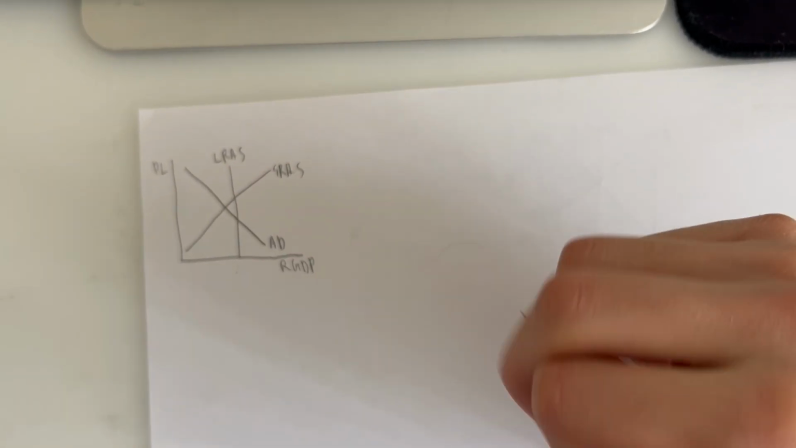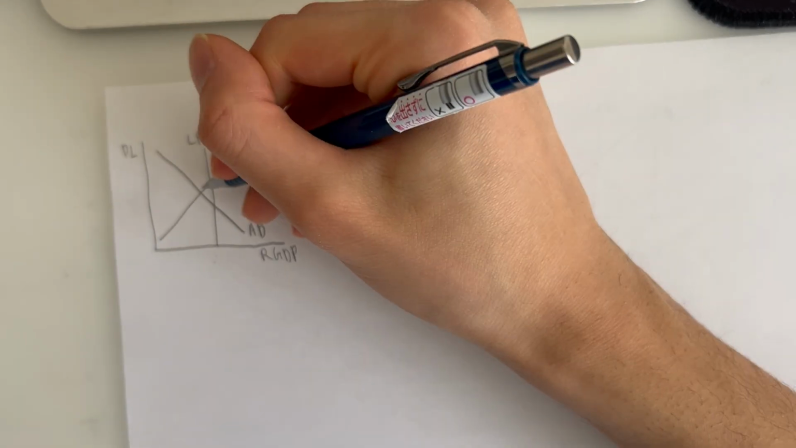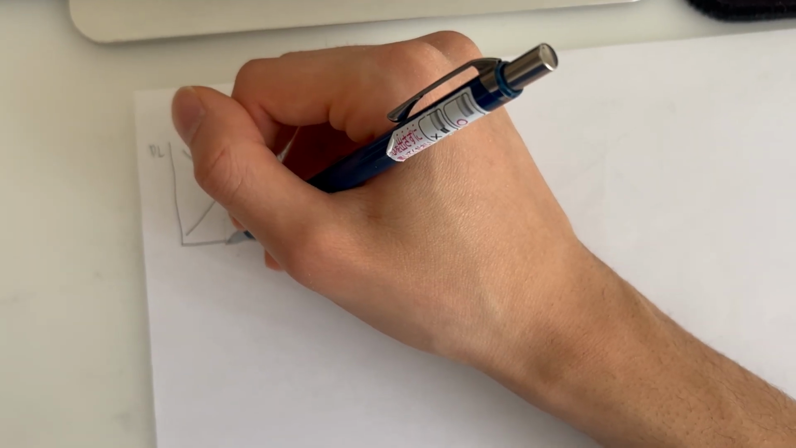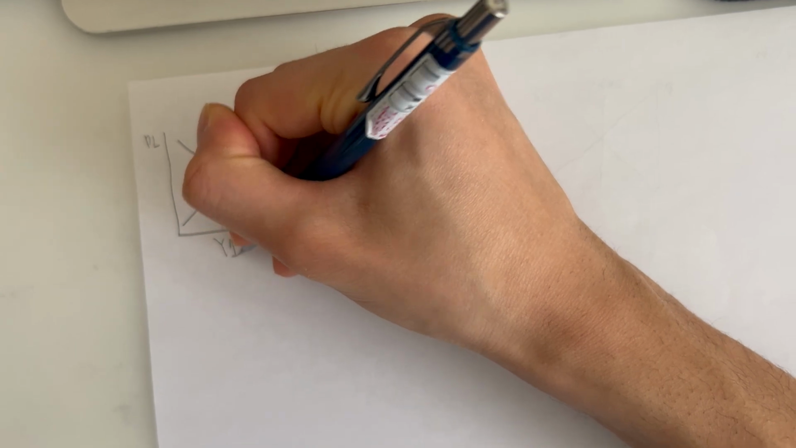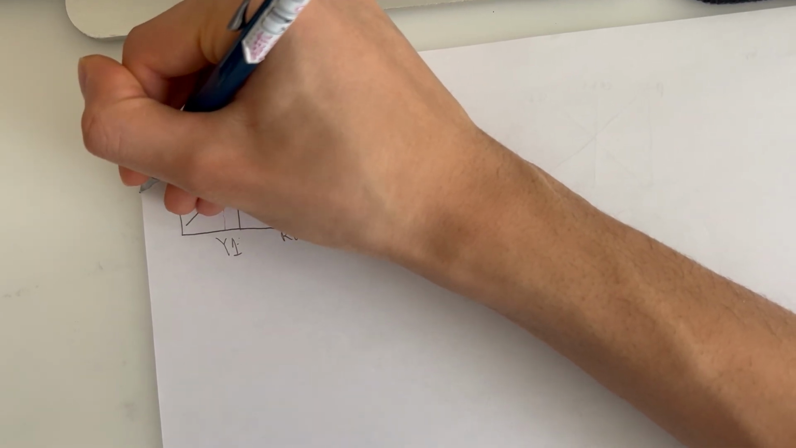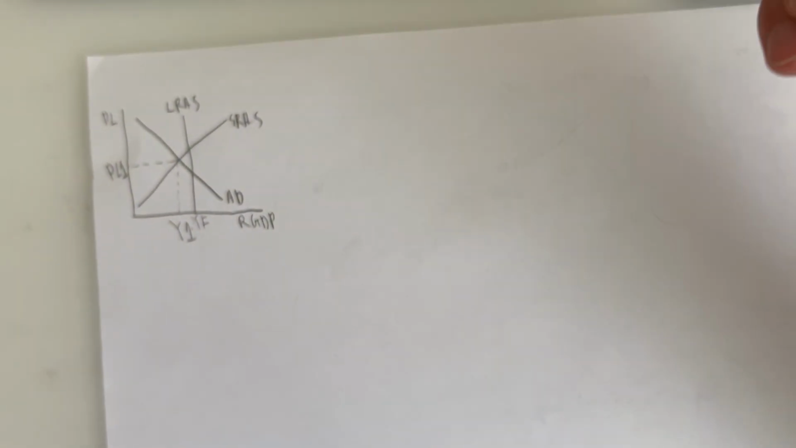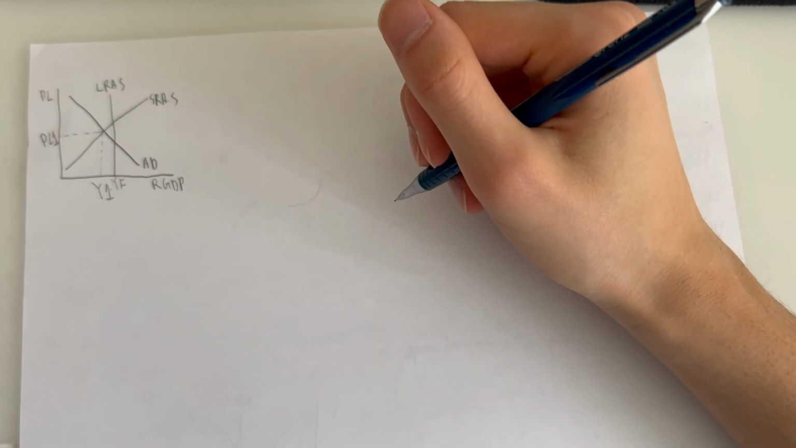So the intersection that we have here, the x-axis is going to be Y1, the y-axis is going to be PL1, right? The current short run equilibrium output is Y1, and the price level is PL1. And now, because Y1 is less than YF, the economy is in a recessionary gap with unemployment above the natural rate.